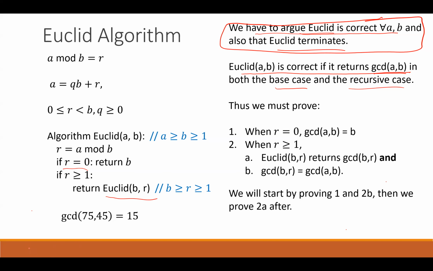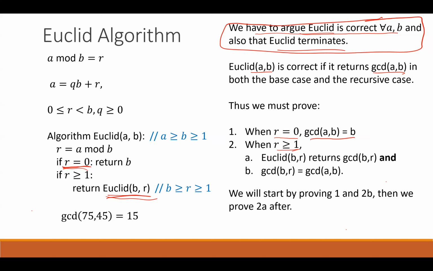But the other thing I want to prove for it to be correct is that this returns the greatest common divisor of A and B in both the base case, so when R is equal to 0, and the recursive case. So in order to prove that, when R is equal to 0, I want to show that the greatest common divisor of A and B is B, because that's what Euclid returns.